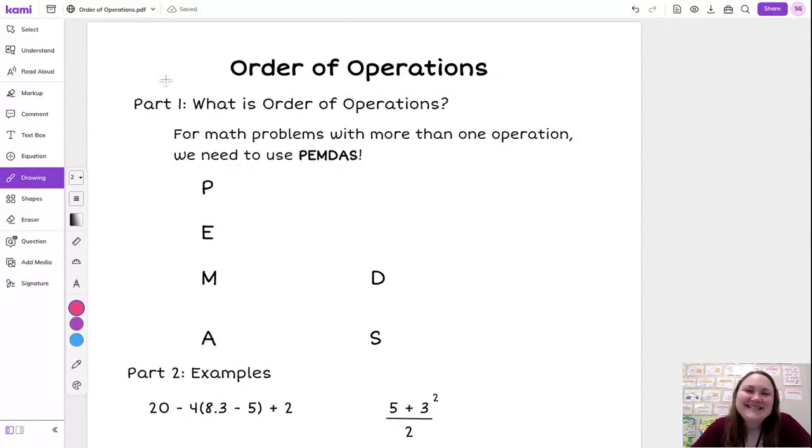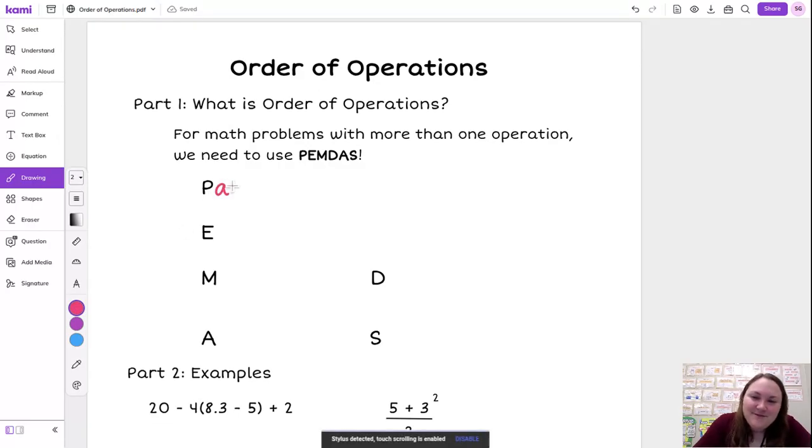Hi math students, this is our introduction video for our lesson on order of operations. So first, to review what is order of operations. When we say order of operations, we think PEMDAS. This is a tool that helps us know the order to do the math in.